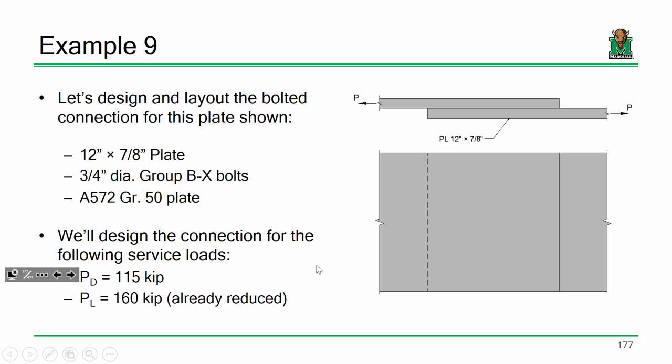So let's design and lay out the bolted connection as shown. We've got two plates that are 12 inches wide and 7/8 inches thick. We've got 3/4 inch diameter Group B X bolts, and A572 Grade 50 plate, and we'll design for the following service loads. I've got a dead load of 115 kips and a live load of 160 kips. The live load's already reduced, so we don't have to worry about that. Those are service loads, which means step one, what do I need to do to those loads? Factor them. So let's go through that.